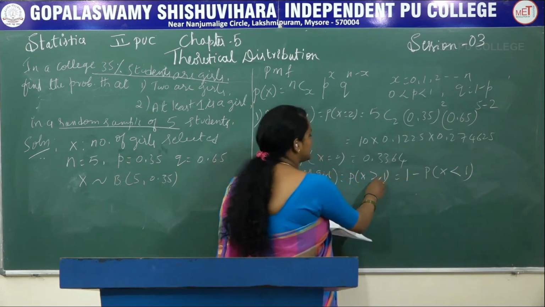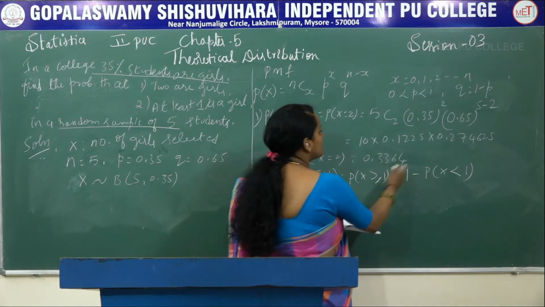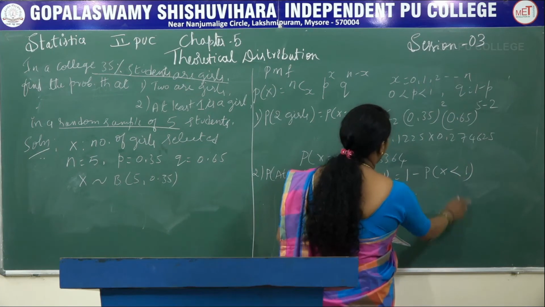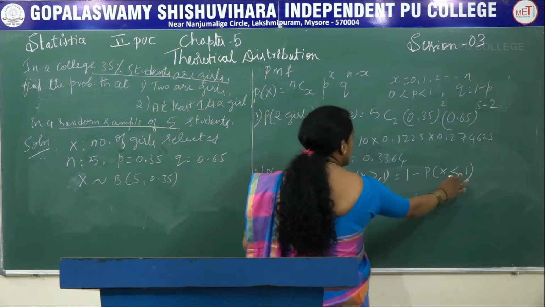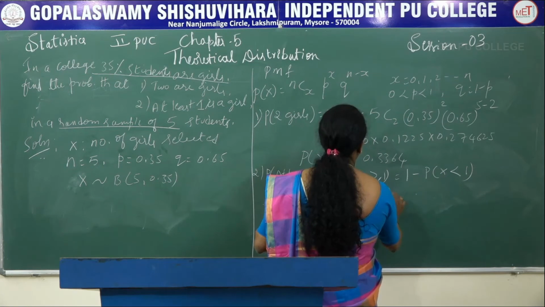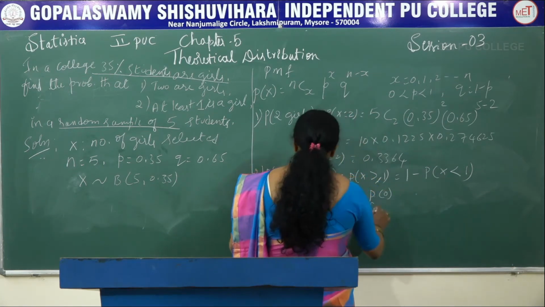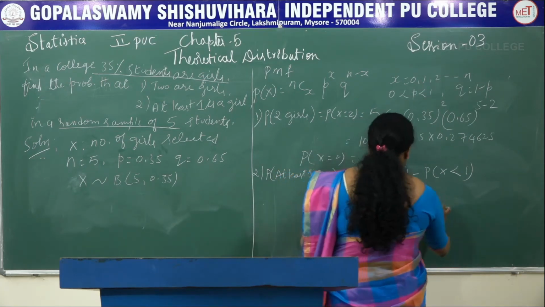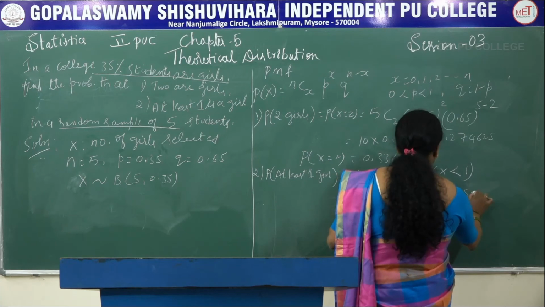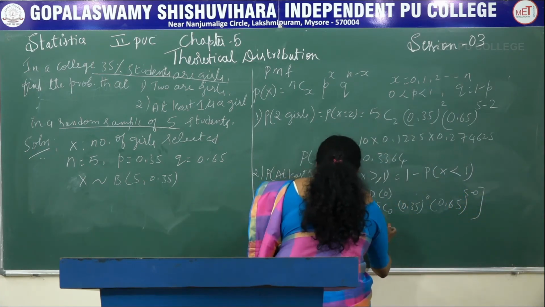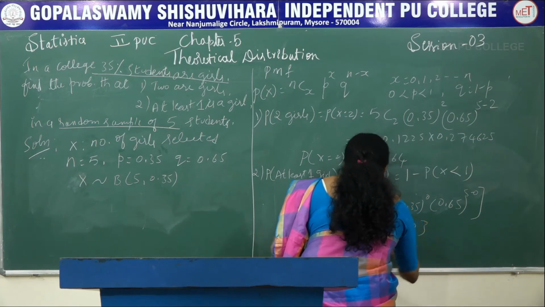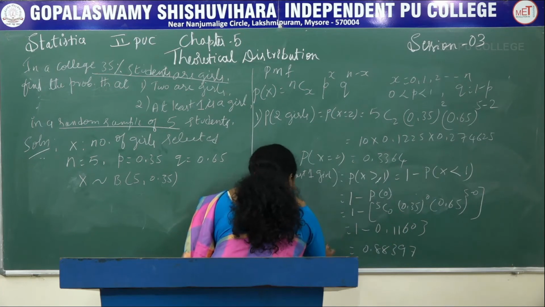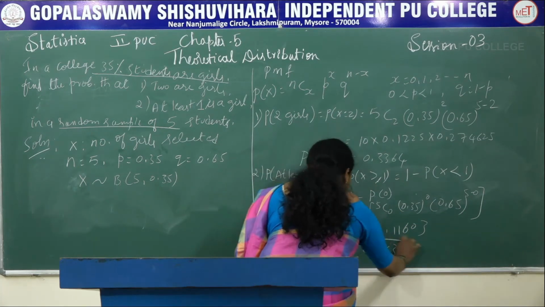Here, greater than or equal to is already there, so I will not consider equality here. I will just take less than 1. So this is 1 minus P0, since less than 1 is 0. For P0 it is 5C0, 0.35 to the power 0, 0.65 to the power 5. This is 1 minus 0.11603, which is 0.88397. This is the probability of X greater than or equal to 1.